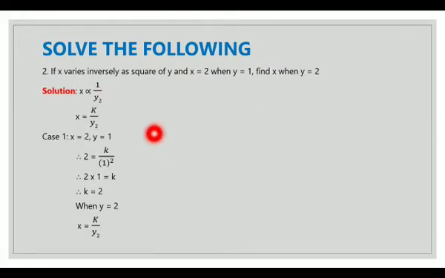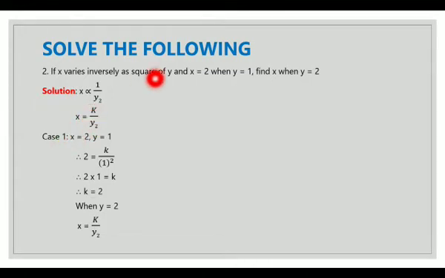The next sum. If x varies inversely as square of y and x equals 2 when y equals 1, find x when y equals 2. Here we have given x varies inversely as square of y. So x is proportional to 1 upon y square. So x equals k upon y square.